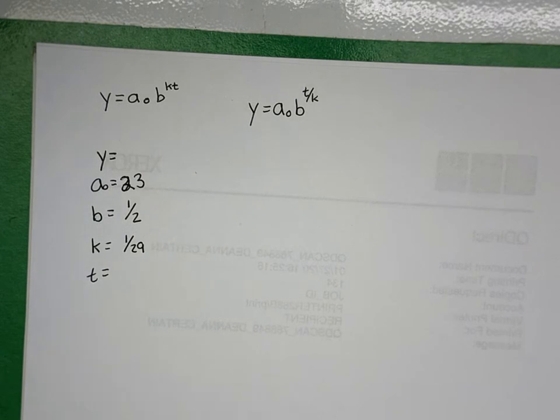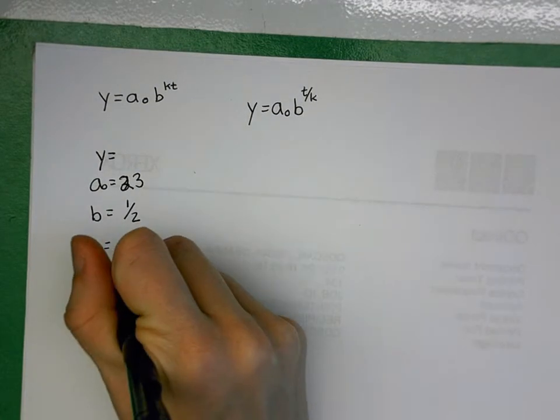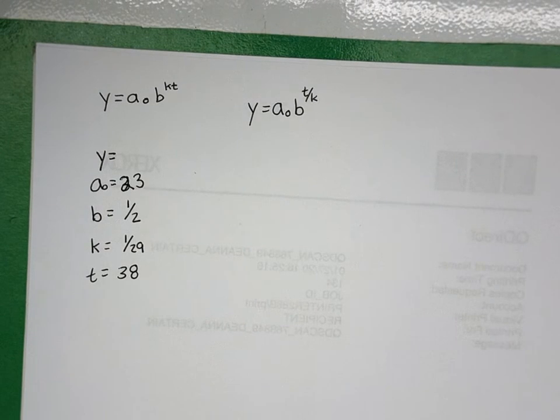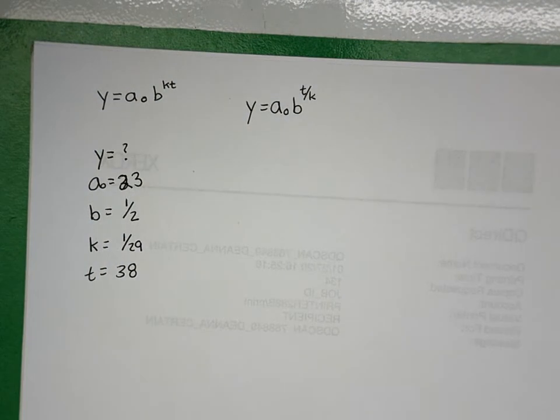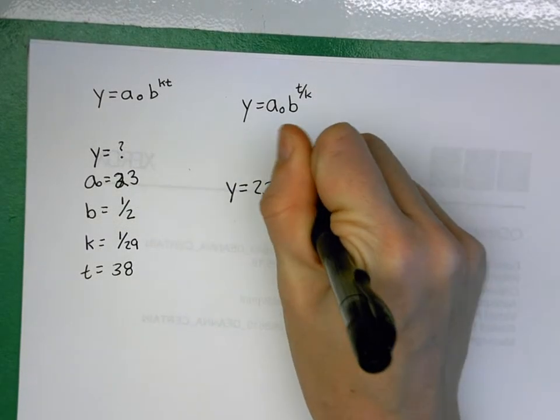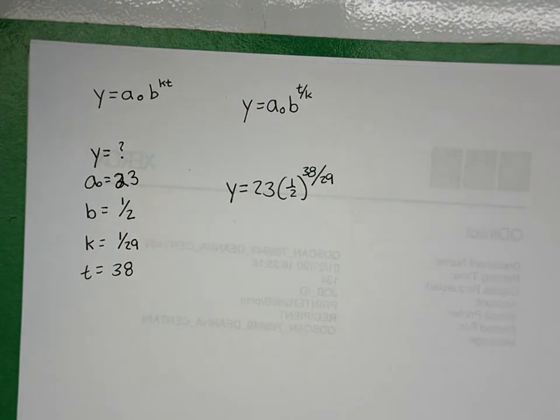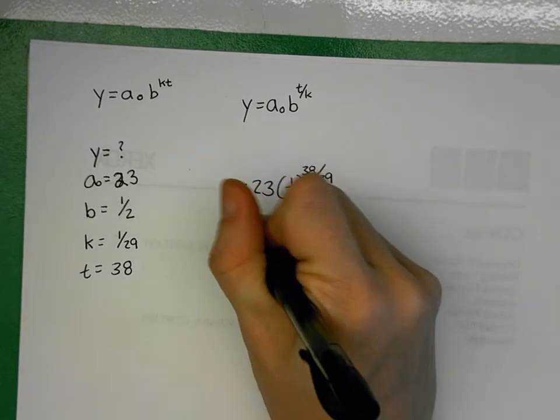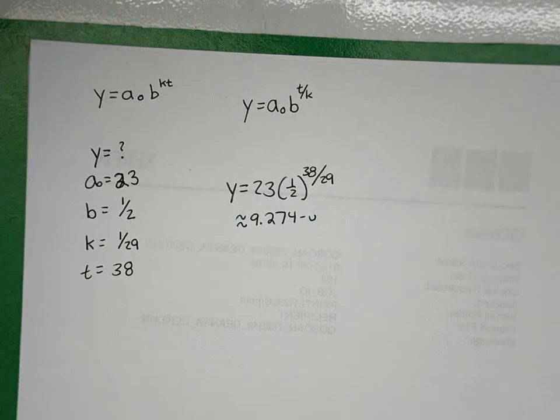T is how much time has passed in this problem. Take a look, how much time has passed. In this problem, we have 38 years have passed. And then we are being asked to find how much strontium remains, and so in this case that means we are trying to find y. Okay, so then let's go ahead and set this up. We have y equals our a naught, our b, which is 1/2, our time, which is 38, our k, which is 1 over 29. And we can now use our calculator to plug this in, and so go ahead and pick up your calculator, take a moment, plug this value in, and you should get right about 9.274 units of strontium still remaining.